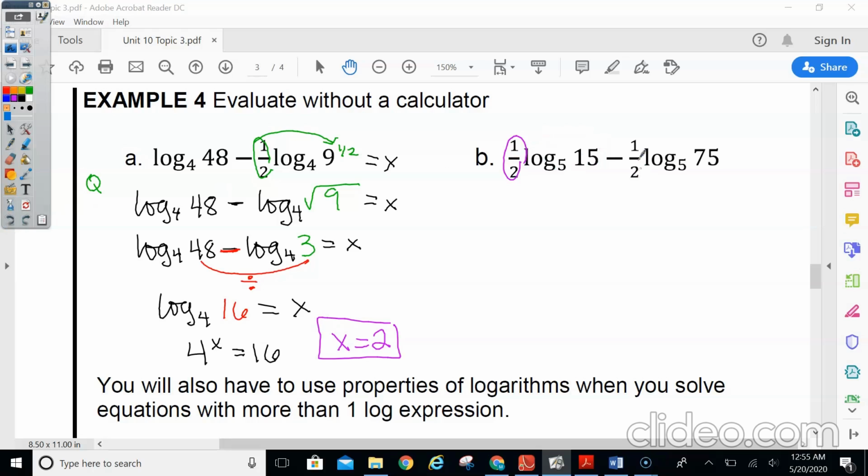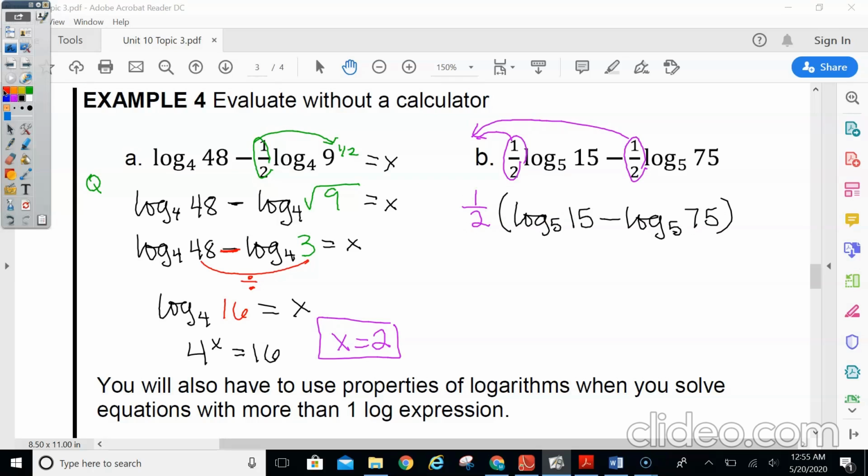Notice both of these have 1/2. So I'm actually going to factor this out and say 1/2 times log base 5 of 15 minus log base 5 of 75. So I'm going to undistribute the 1/2 since they both have it. So now I can combine the parenthesis part and whatever answer I get, multiply it by 1/2.